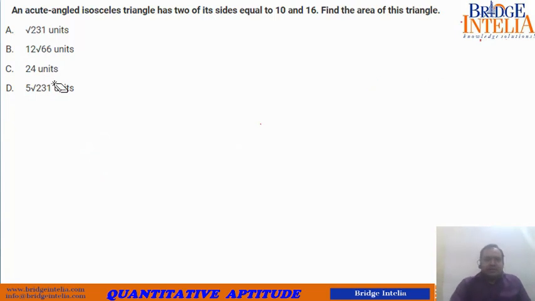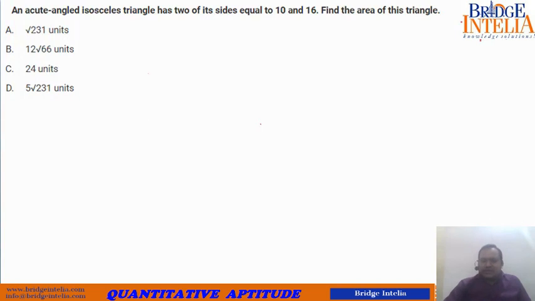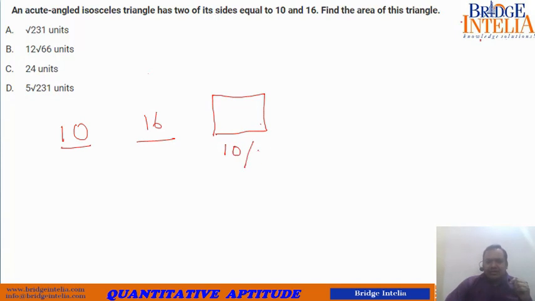Now the question says that the triangle being referred to is an isosceles triangle. So we know the two sides, 10 and 16. Now the question is, what is the third side? Since it is isosceles, that means two sides have to be equal. So the third side can either be 10 or 16.